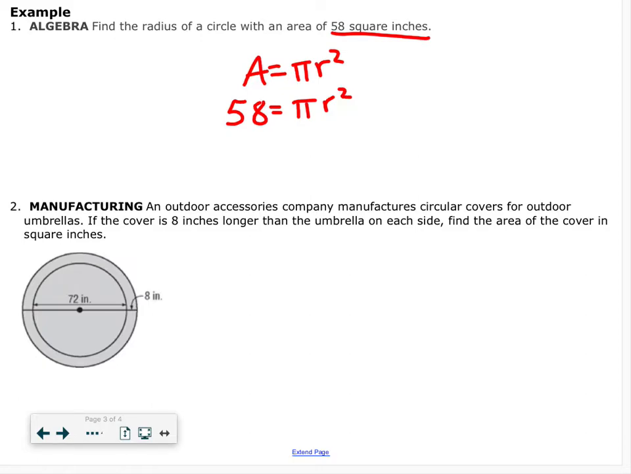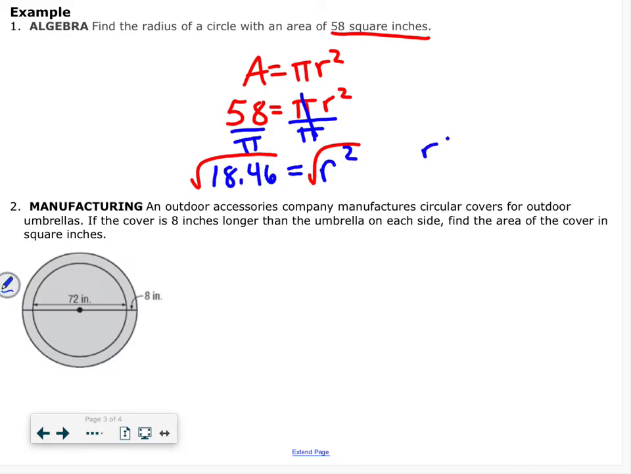So if we want to get the r by itself, we're going to divide by pi. And when we divide by pi, we end up with the radius squared is about 18.46. The opposite of squaring something is taking the square root of it. So take the square root of both sides. And our radius is going to be about 4.3 inches.